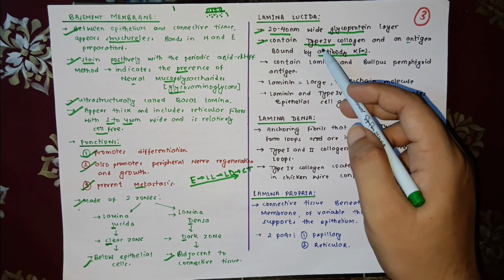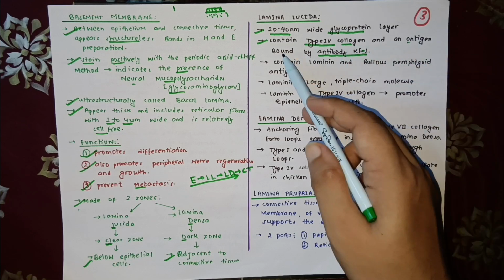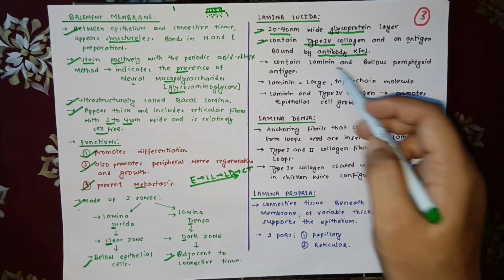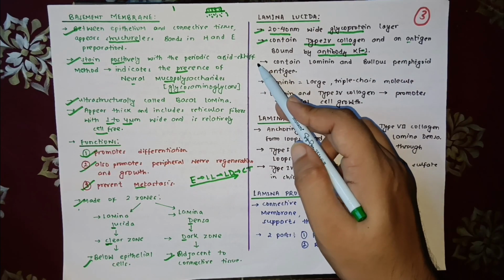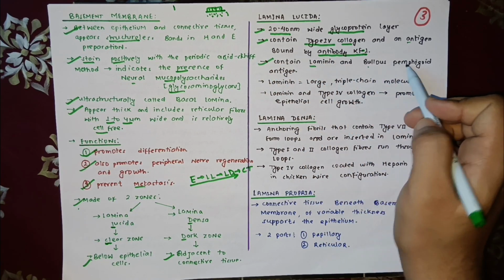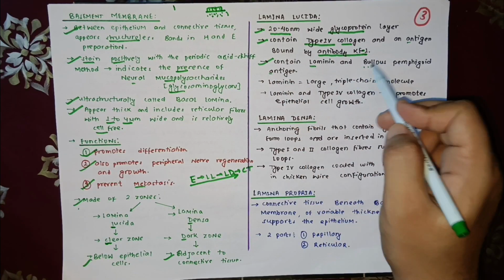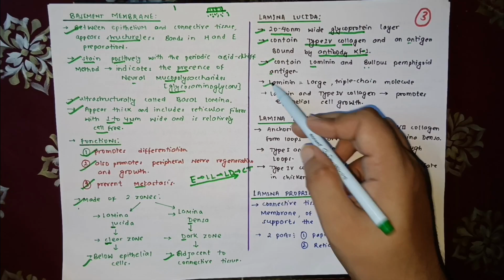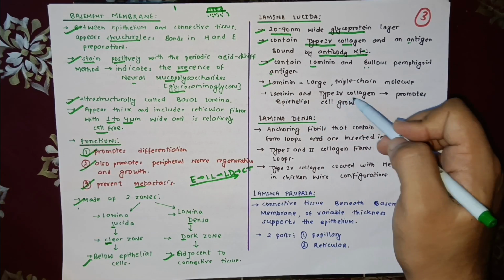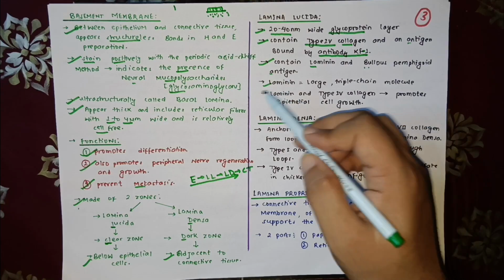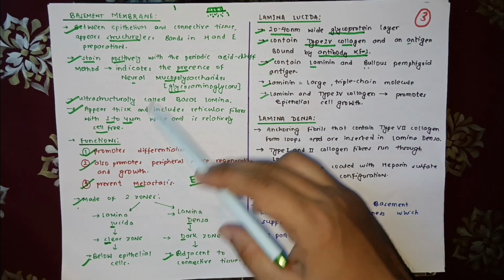So it contains type 4 collagen and the antigen bound by the antibody KF1. It also contains laminin and the bullous pemphigoid antigen. This is also important. Laminin is a large triple chain molecule, and laminin and type 4 collagen help in the promotion of epithelial cell growth, which is one of the functions of the basement membrane.